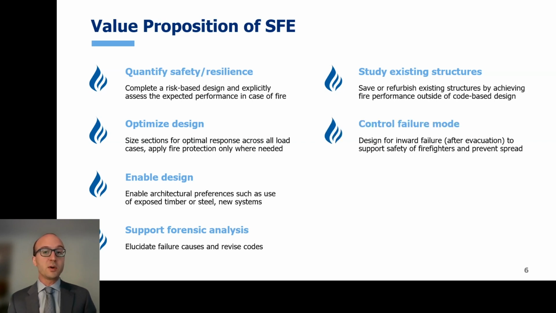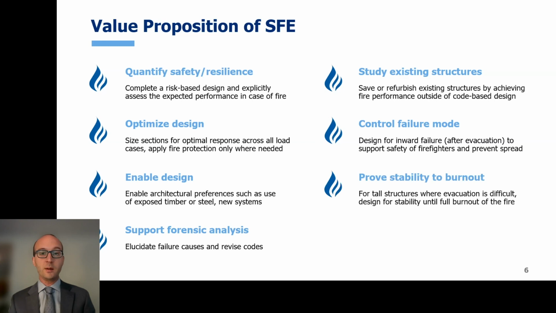Controlling the failure mode. So in some cases, the fire safety strategy does not really require that the structure remains stable up to full burnout. But instead, if people have time to evacuate, it would be acceptable to have a collapse. An example is a one-story warehouse. But still, we would want to make sure the collapse does not endanger firefighters around and does not lead to spread of fire. So we can design such that eventually the collapse would be an inward failure, for example. And we'll see an example of that.